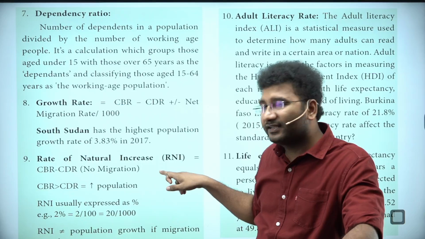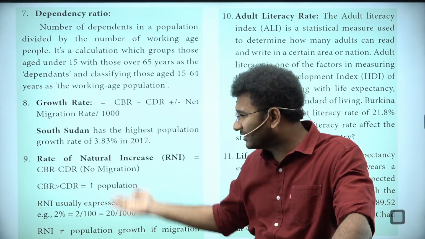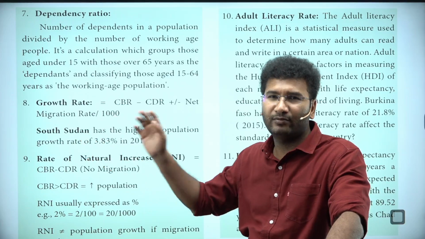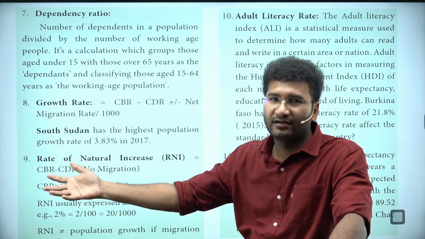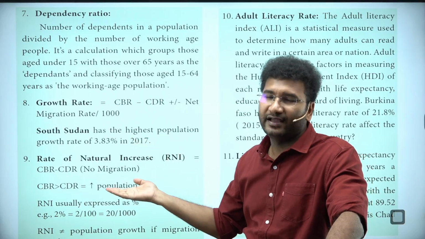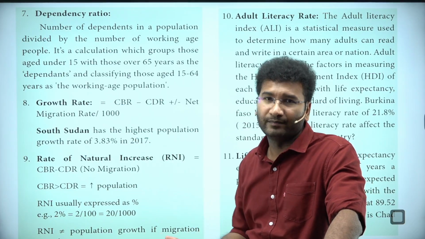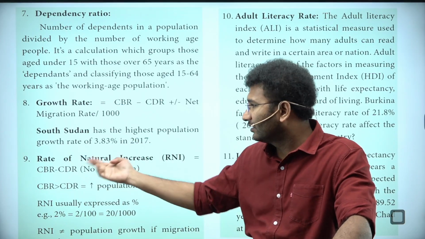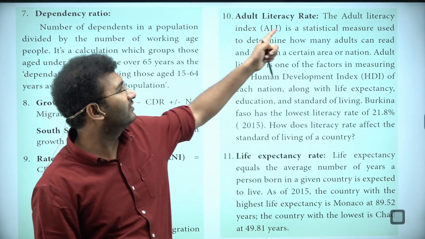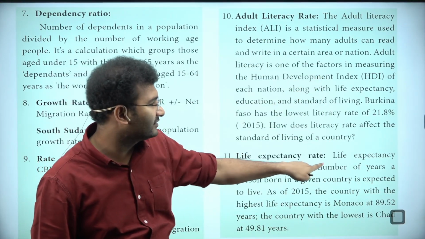Rate of natural increase. These are very basic formulas. Naturally, how much is the population increasing? That means how many people are dead, how many people are living, and how many new births are taking place. That is how many people are dying and how many people are born. That is called the rate of natural increase. Likewise, you also have adult literacy rate and life expectancy rate.